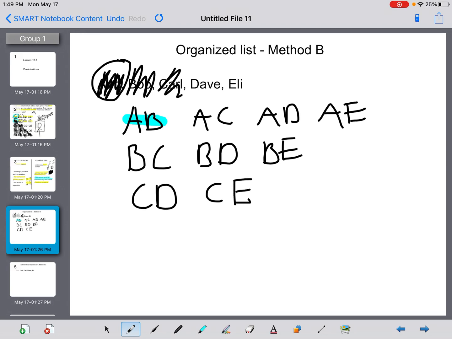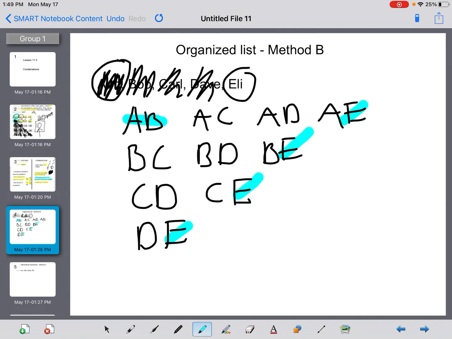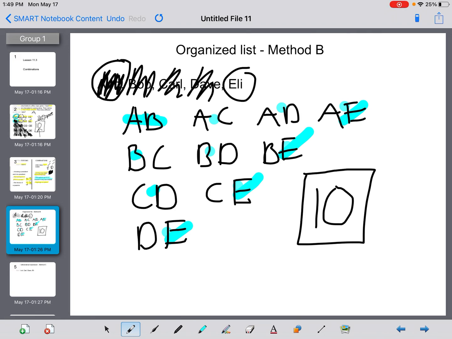Carl's used up. And then finally, I'm going to do Dave and Eli. And we used up Dave, and I'm going to double check. Actually, Eli, if you look, Eli's already been in 4 of these different combinations. So I can count up my final answer: 1, 2, 3, 4, 5, 6, 7, 8, 9, and 10. And I once again have 10 different combinations. There's 10 different groups of people that I can take with me to the Blue Jays game.